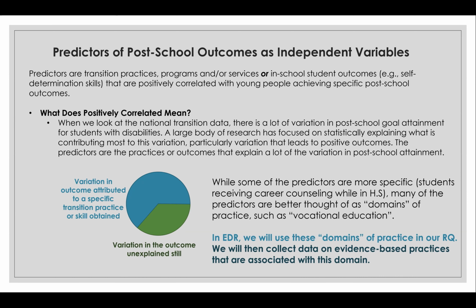So we can think about our independent variables in terms of what are called the predictors of post-school outcomes in secondary transition. Predictors are transition practices, programs, or services, or in-school student outcomes that are positively correlated with young people achieving specific post-school outcomes. So for this class, we're only going to focus on practices, programs, and services that have been linked in the literature towards specific post-school outcomes related to your problem in practice.